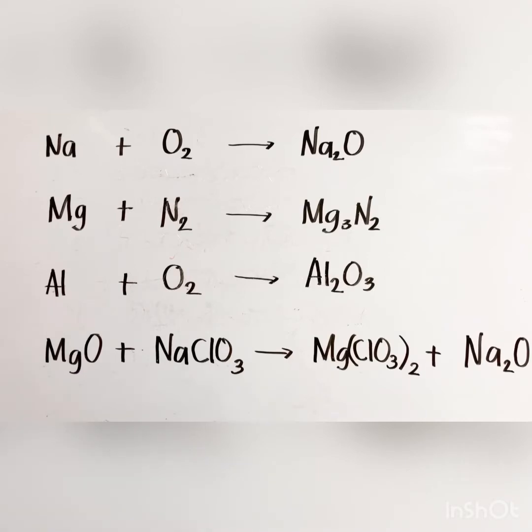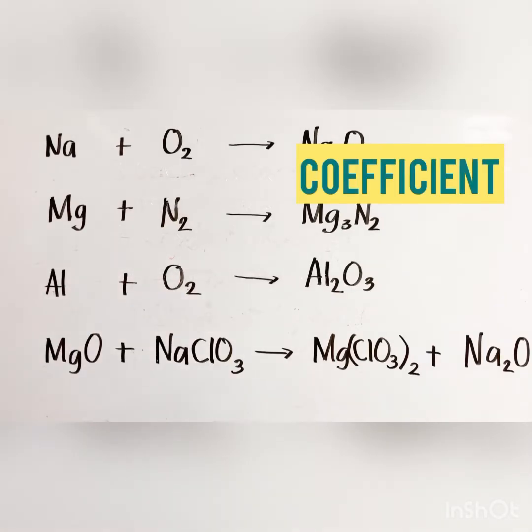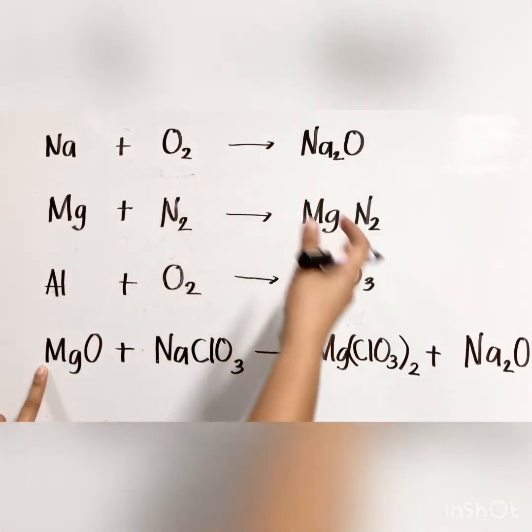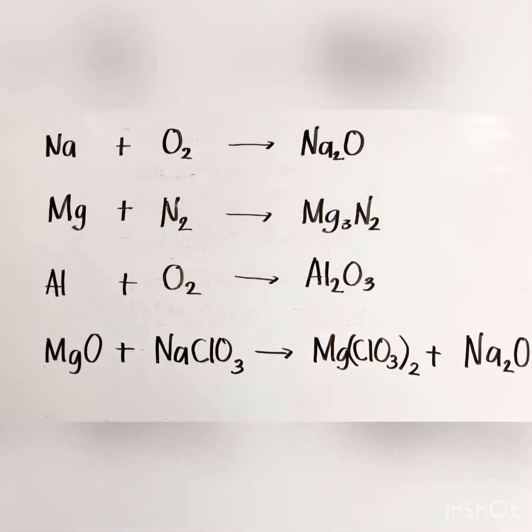Now, how are we going to balance chemical equations? Simple. We are going to make use of what we call coefficients. What are these? These are whole numbers written before the symbols of elements or compounds in a given chemical equation. So again, take note, these are written before, not in between, and not written as subscripts.